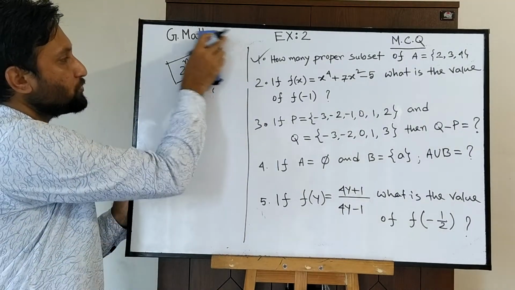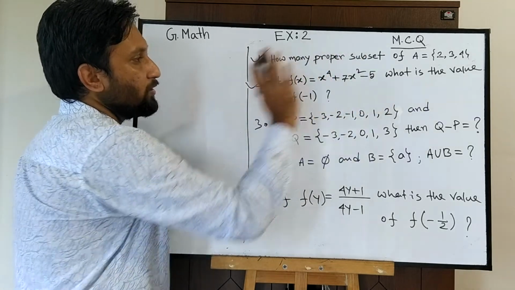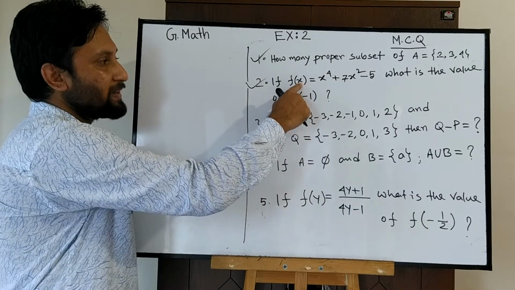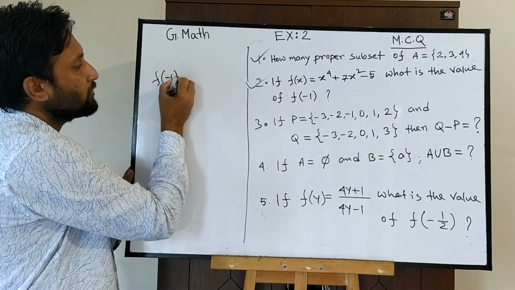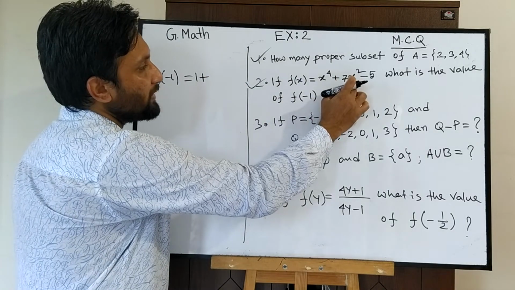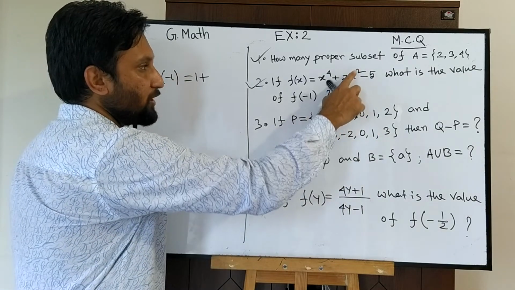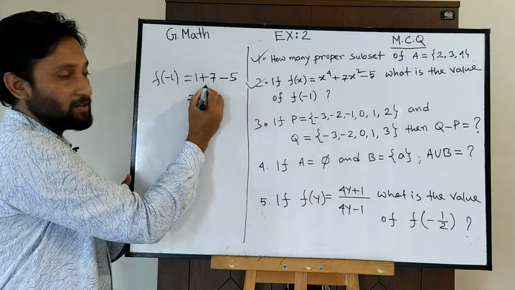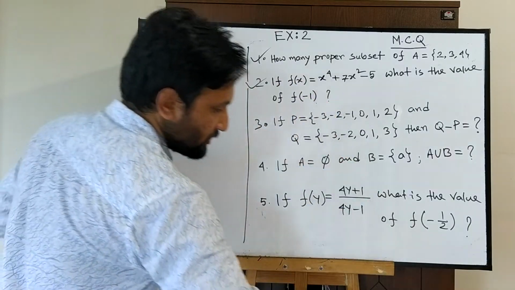Now question 2. Here, if f of x is a function of x, what is the value of f of minus 1? Just simple, if we replace x by minus 1, then we get our solution. So f of minus 1 equals minus 1 to the power 4, that means plus 1, then 7 into minus 1 squared, so minus 1 squared is plus 1, then 7 into 1, that means 7, then minus 5. 1 plus 7 is 8, minus 5 equals 3. So this answer is 3.